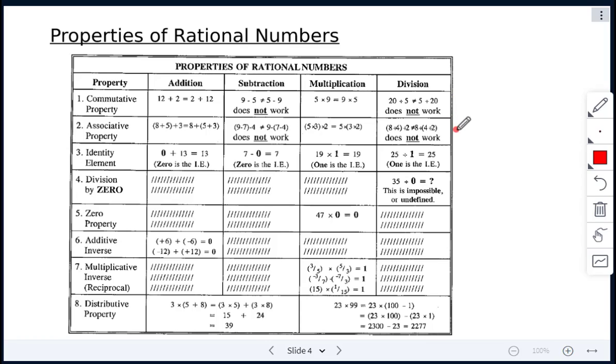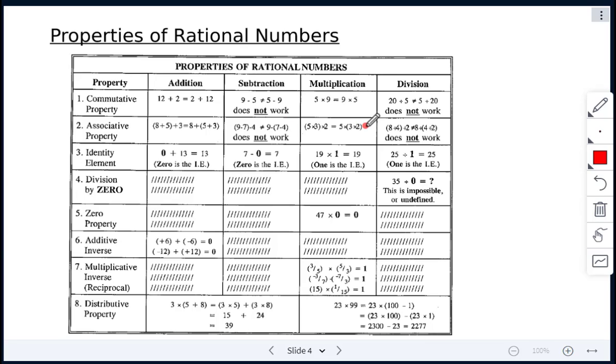The next one is associative property. Here we have brackets. It still works for addition. 8 plus 5 in brackets plus 3 is still equal to 8 plus 5 plus 3 in brackets. It does not work for subtraction. In this example, we have 9 minus 7 minus 4. It's not the same thing as if we put 7 minus 4 in brackets: 9 minus bracket 7 minus 4. They're not the same thing. And notice it's the equal sign with the slash through it. That means it does not equal to.